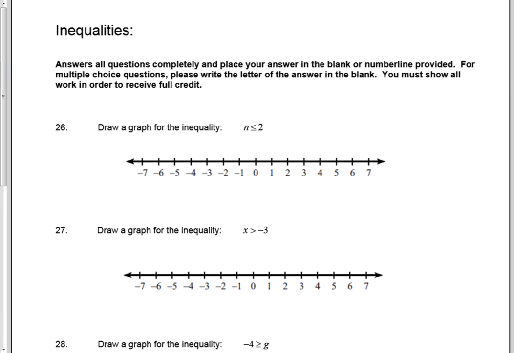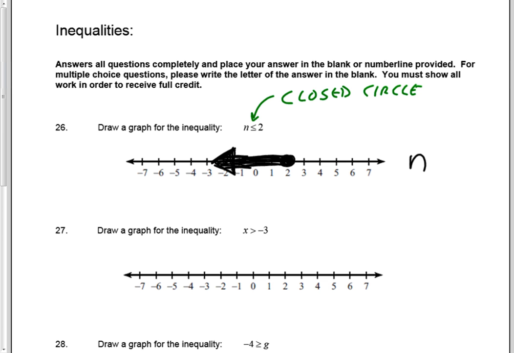If you have half credit on some of the inequalities, it's because you didn't have an open or closed circle. What kind of circle do you have with that? Closed. That's what I did. So I need to darken that in like this. That's what you should have had.